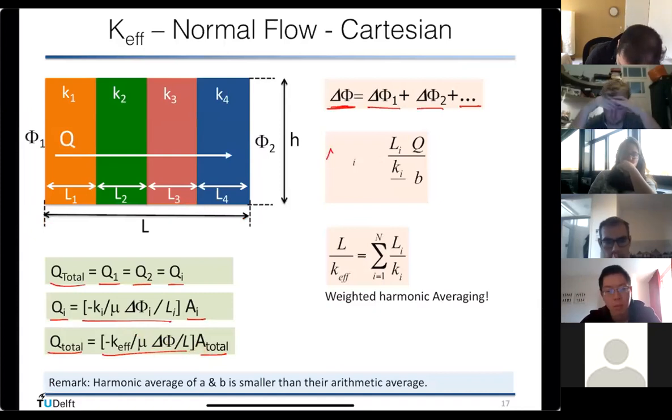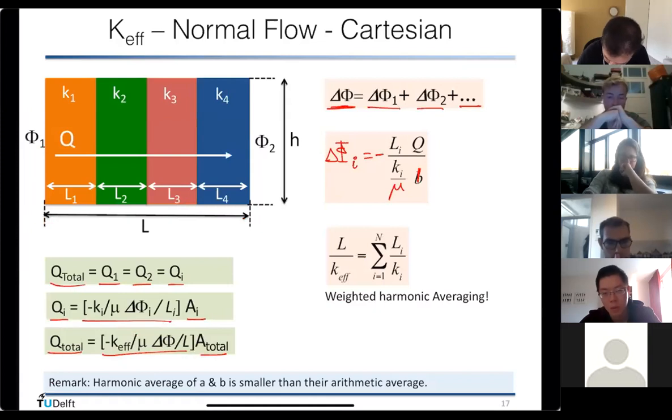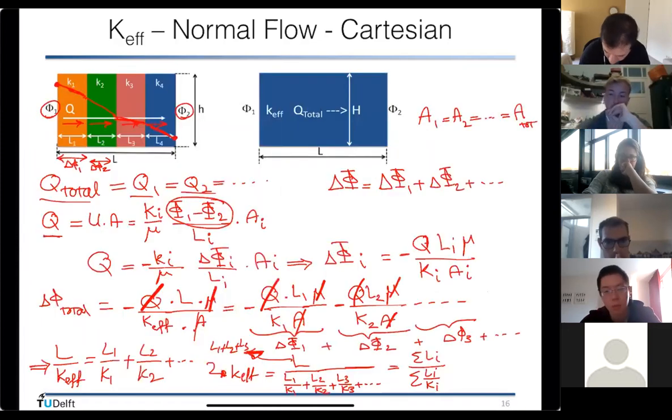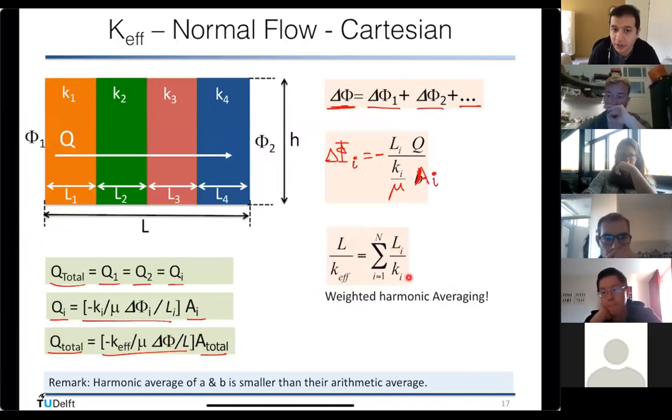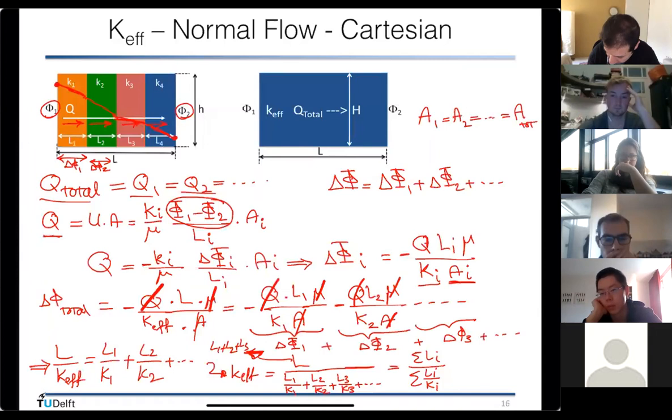And that means the potential drop across any cross-section will be minus Li over viscosity, divided by L. It's Li, this, and I have cross-section area, right? In my formula, I have cross-section area, yes. I have permeability, cross-section area. So that is Ai, cross-section area. And then at the end of the day, I find that L divided by effective permeability will be the summation of Li's over Ki's, which is exactly what we just derived here.